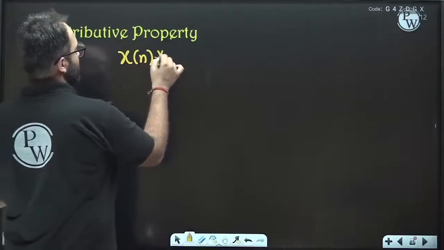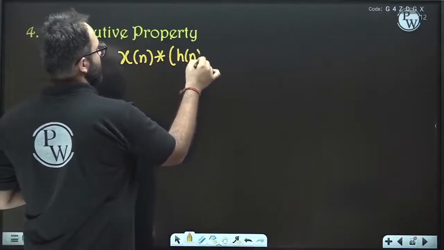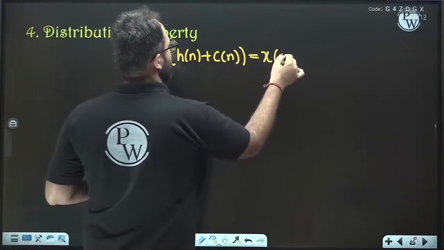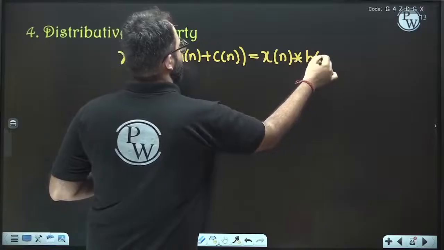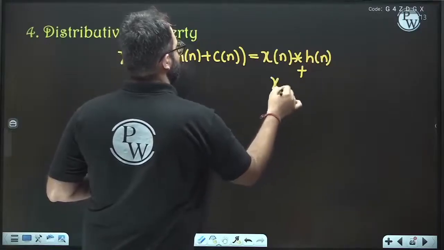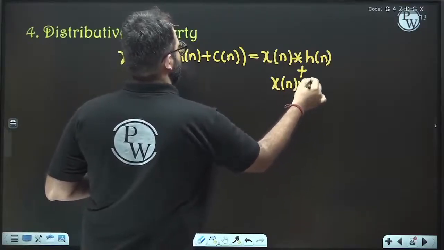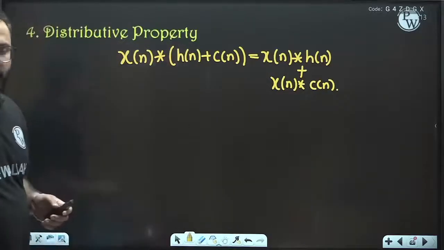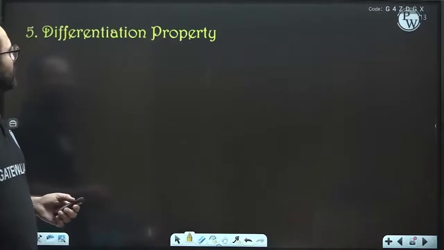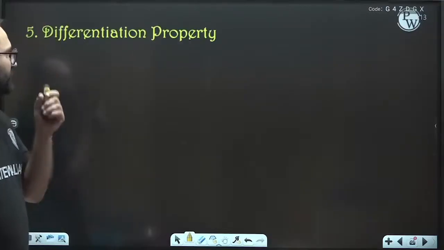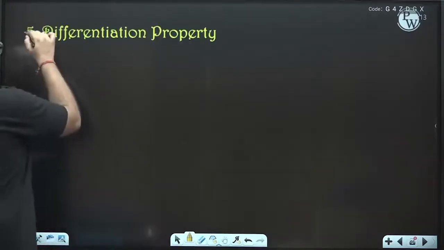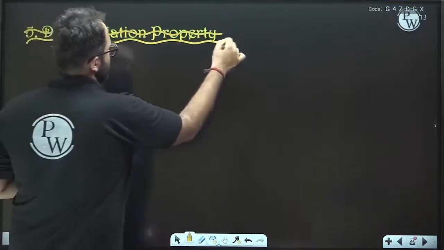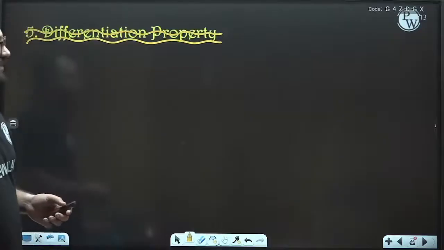Okay. Distributive property, this is a very simple property, that is x[n] convolve (h[n] + c[n]) is equal to x[n] convolve h[n] plus x[n] convolve c[n]. Okay, this is the property. Great. Next, the differentiation property is not there in the discrete case. Okay, it is in the continuous case. This property is not there in the discrete case.